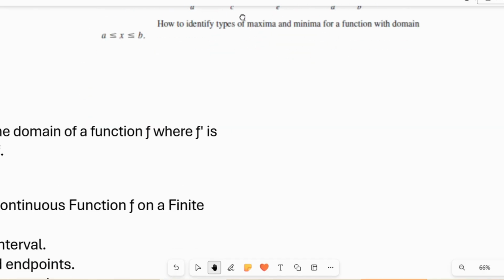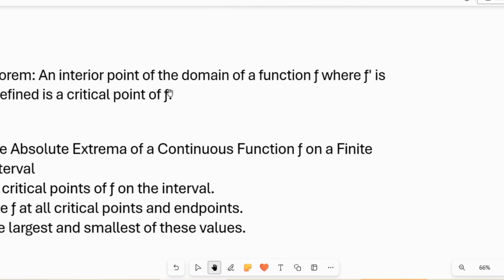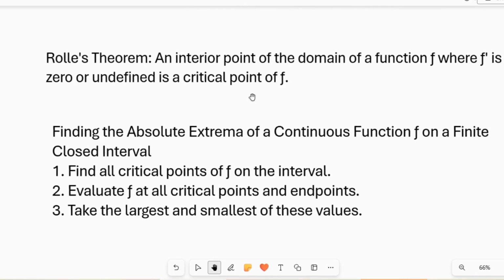Then how do we find these critical points? We have to find the critical points by finding where f dash equals 0 and where f dash does not exist. Then, after finding all critical points of f on the interval, we substitute those critical points and endpoints into f. Then we find the largest and smallest of those values to get the absolute maximum and absolute minimum.